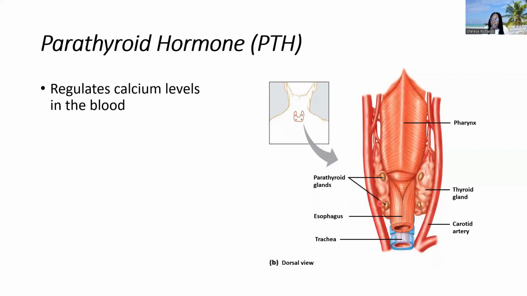Okay, so 3 different types of cells here: follicular cells of the thyroid gland secreting thyroid hormone, parafollicular cells of the thyroid gland secreting calcitonin, and then the parathyroid cells of the parathyroid gland, which will secrete parathyroid hormone.